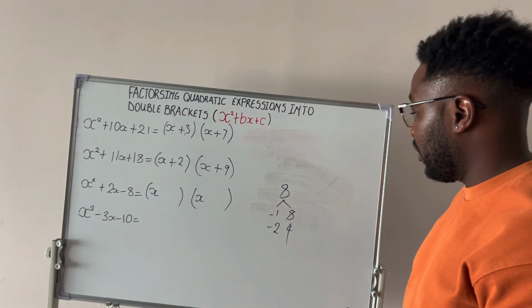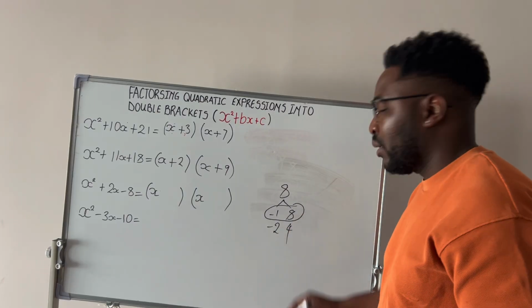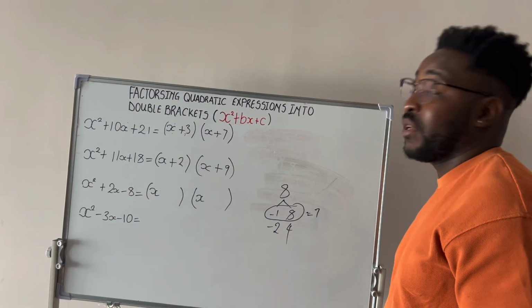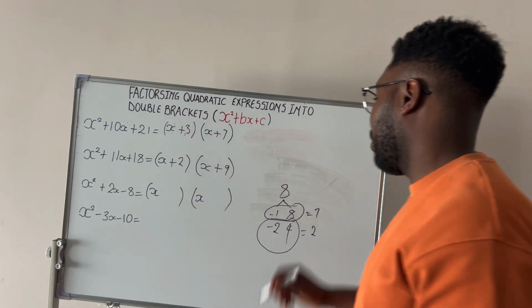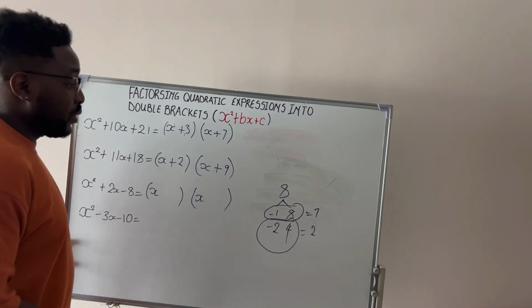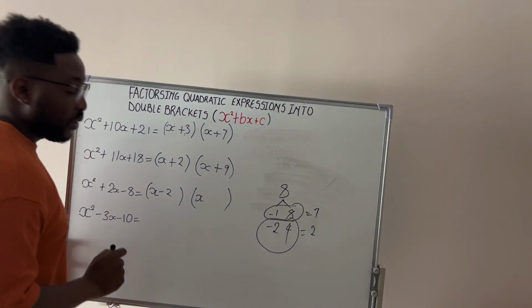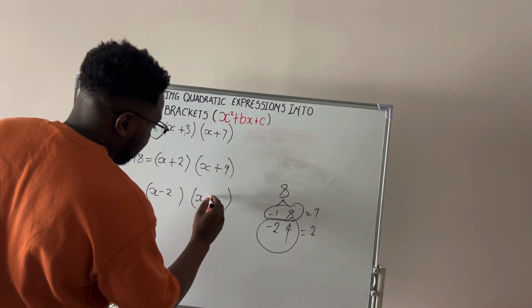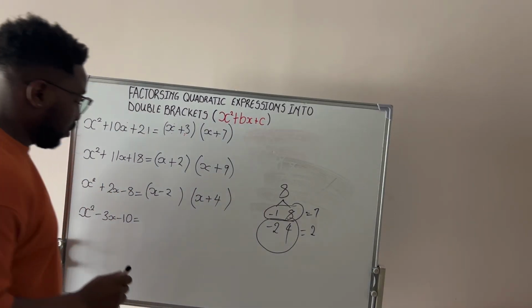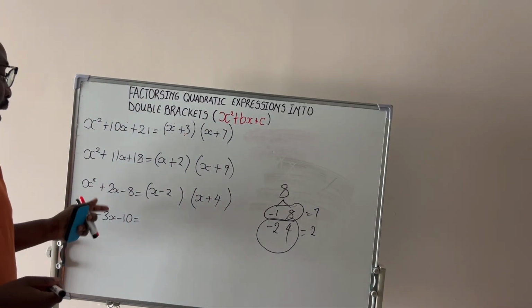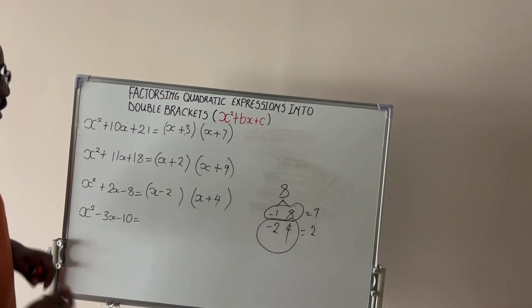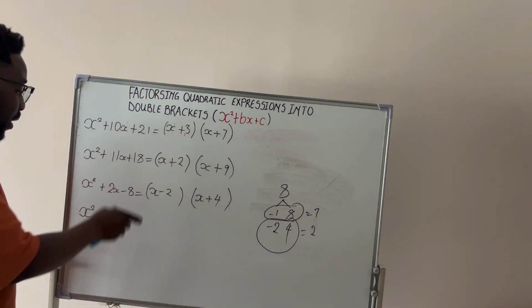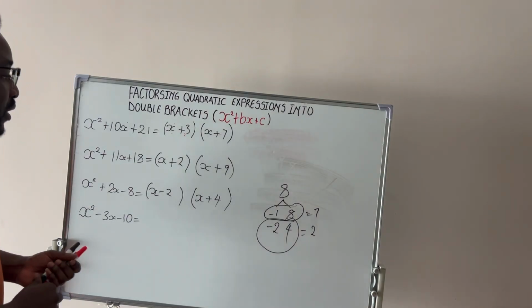Now we have to find, among these two pairs, which one gives us positive 2. Our first pair definitely doesn't give us positive 2; this one gives us positive 7. Our second pair gives us positive 2. So there we go, we have found our solution. In my first bracket will be x minus 2, and in my second bracket will be positive 4. So we have factorized our third expression. You can also check by expanding the answer that you found, and you will get back to the initial quadratic expression.